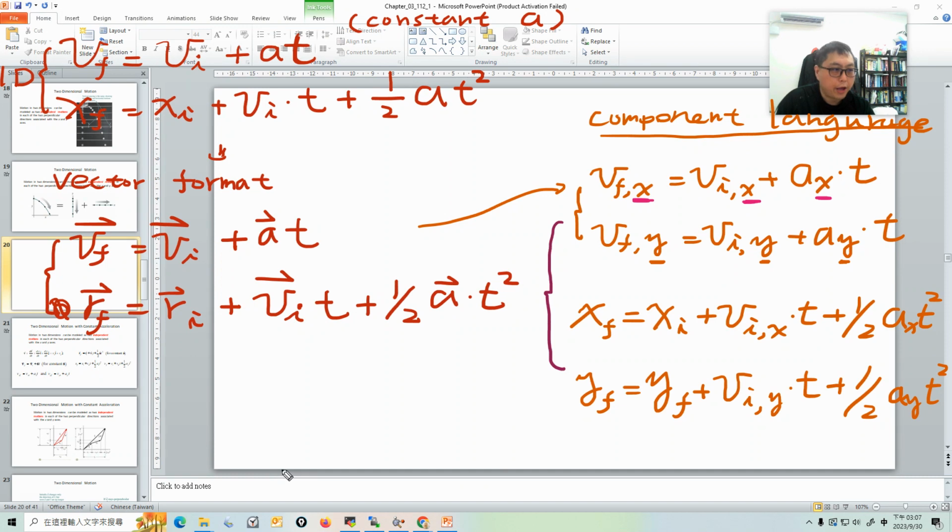So I will quickly use a simple example to demonstrate how to use the equations of motion component by component. We use a very simple example from the textbook. Wait for me.